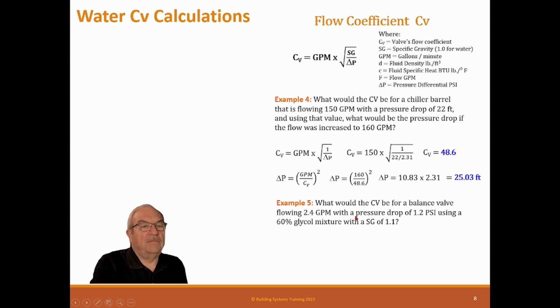What would the CV be for a balance valve flowing 22.4 GPM with a pressure drop of 1.2 psi using 60% glycol mixture with a specific gravity of 1.1? So there's our CV, which is GPM times specific gravity divided by delta P. And this would be 22.4 over 1.1 over 1.2, which would equal 2.29. So what would the CV of the balance valve be? A 2.29, because it's a reheat coil, right? Small flow. So the CVs would be small. So now down at the small valves, the CVs do get to be fractional, but big valves, they do not.